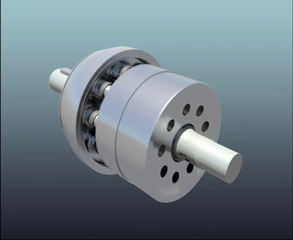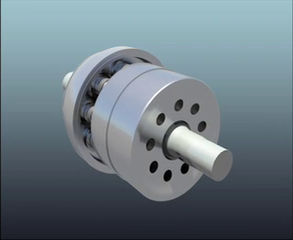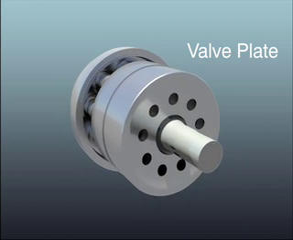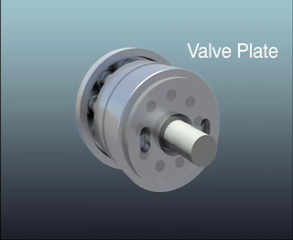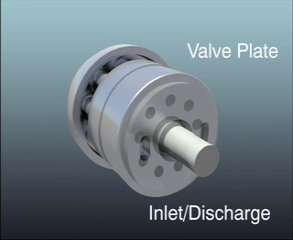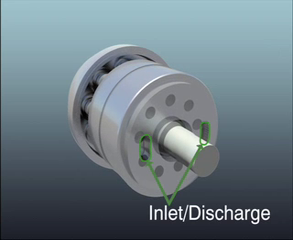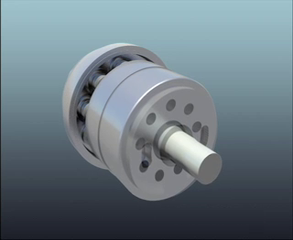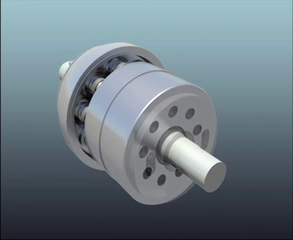One end of the cylinder block is flat and wears against a mating surface on a stationary valve plate. The valve plate has two semicircular ports that allow inlet and discharge of the fluid respectively. The pumping pistons protrude from the opposite end of the cylinder block.